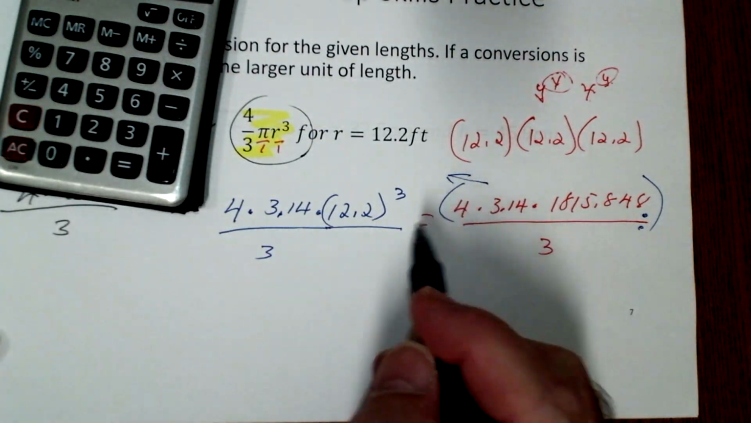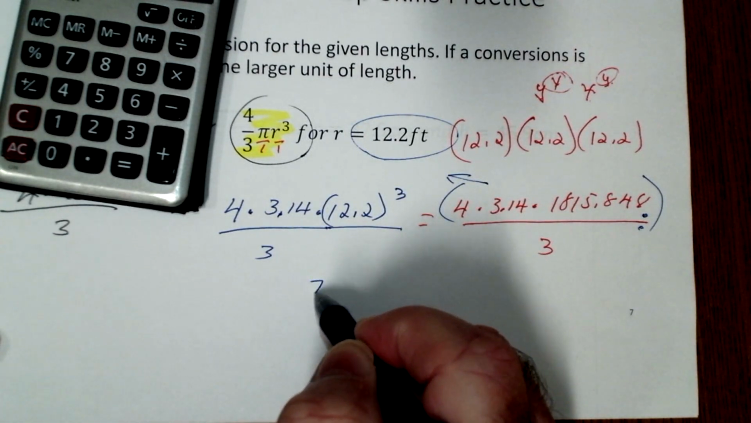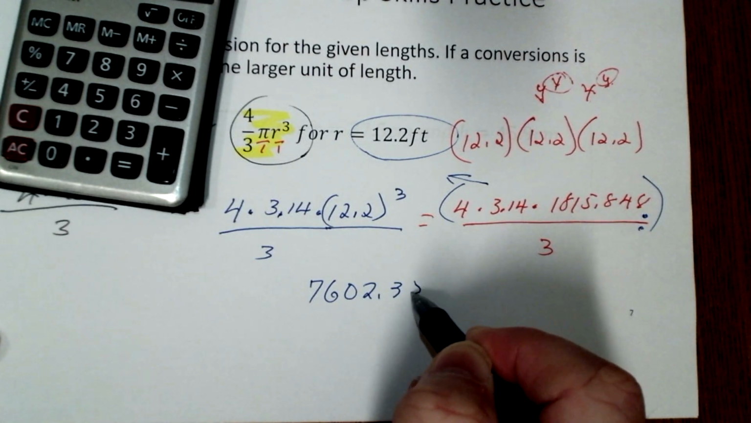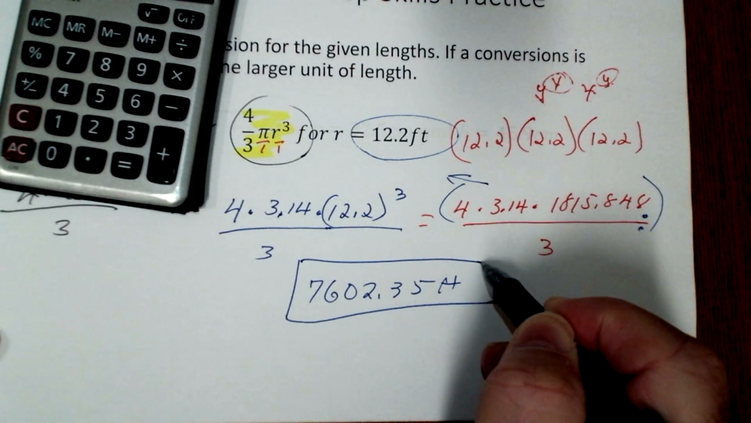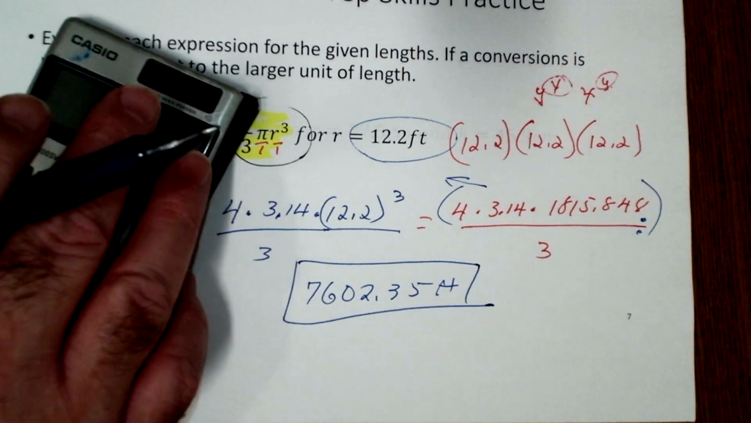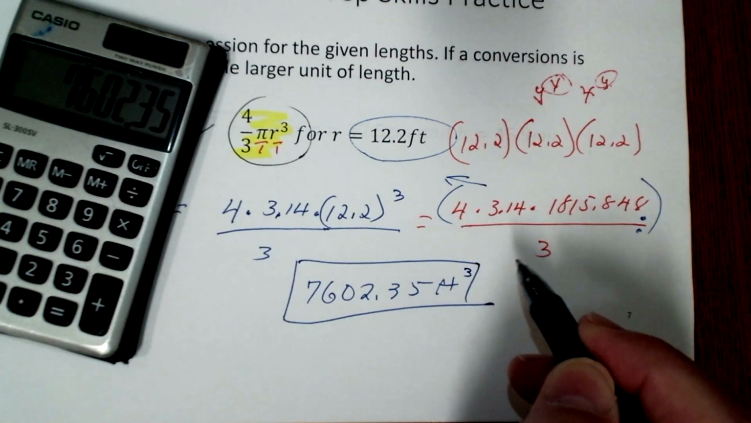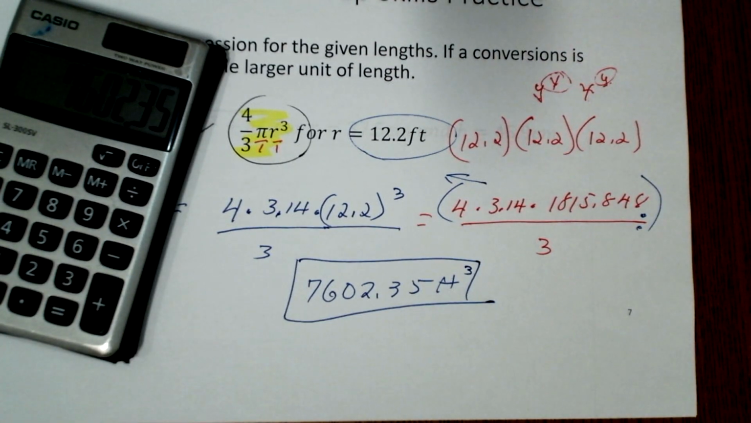Our final answer to all of this, when we insert this value for radius, is 7602.35. And this is in what, feet? This is neither squared nor cubed. Now this, I believe, is the formula for a sphere, so this actually would be cubic feet. But right now, all we care about is how we got that solution.